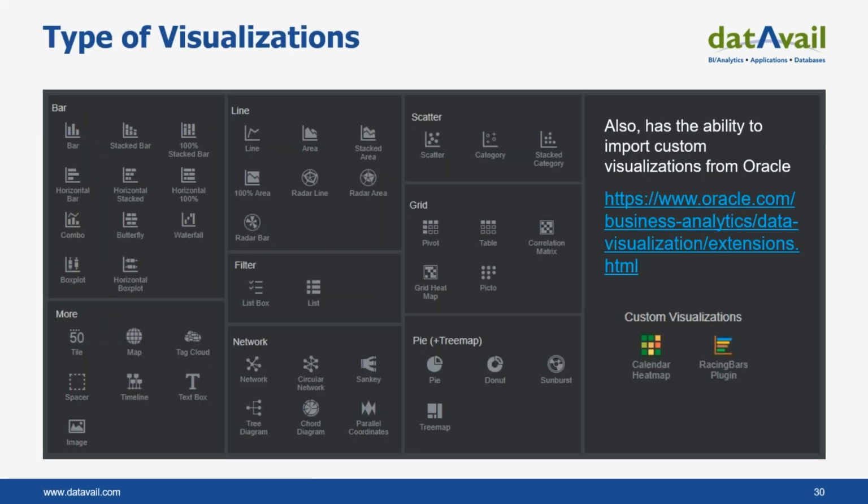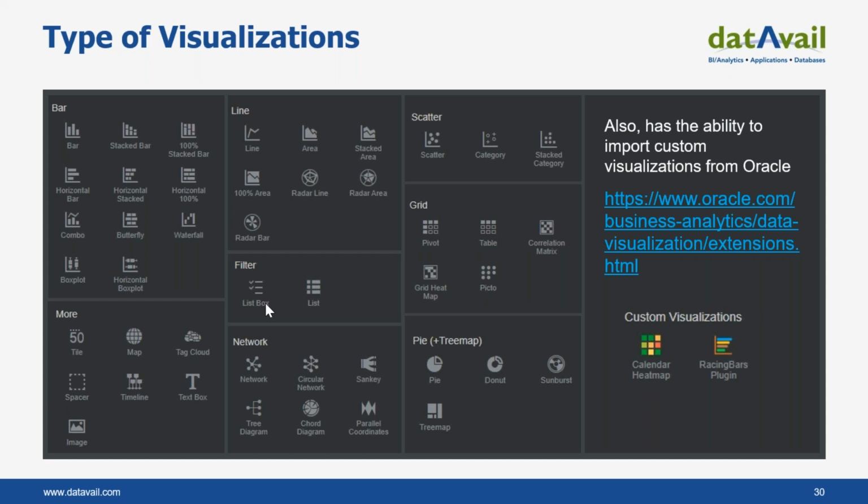Now, assuming those best visualizations are not your cup of tea, these are the ones provided out of the box from Oracle Analytics. As you can see, it's very vast. You have 11 different bar charts, 7 different line charts, scatters, grids, pies. In the middle here, there's the ability to filter your data to make the reports a little bit more dynamic. And then there are also some miscellaneous ones.